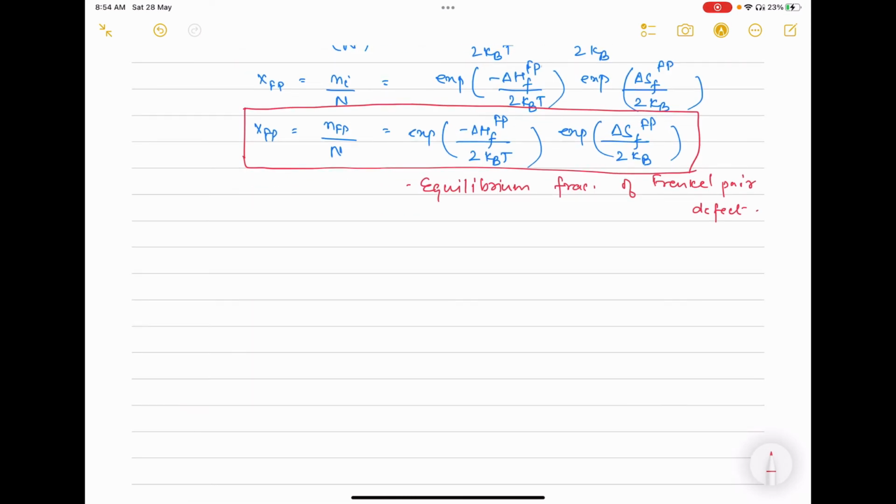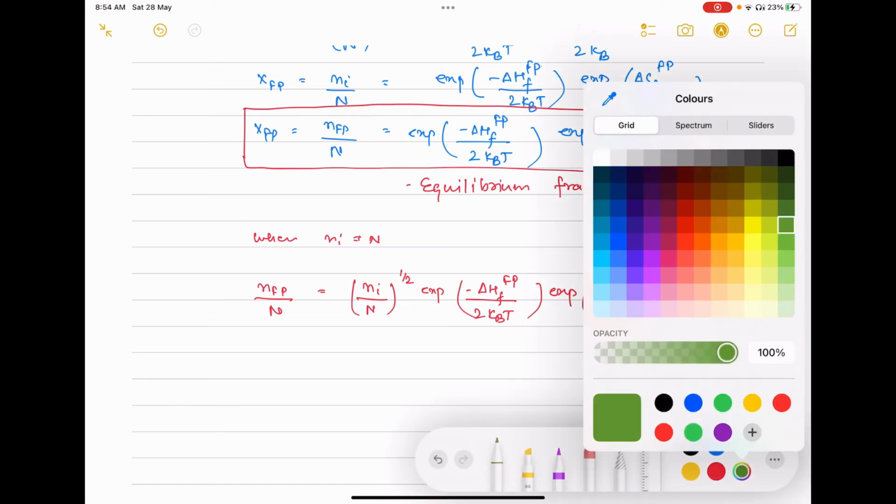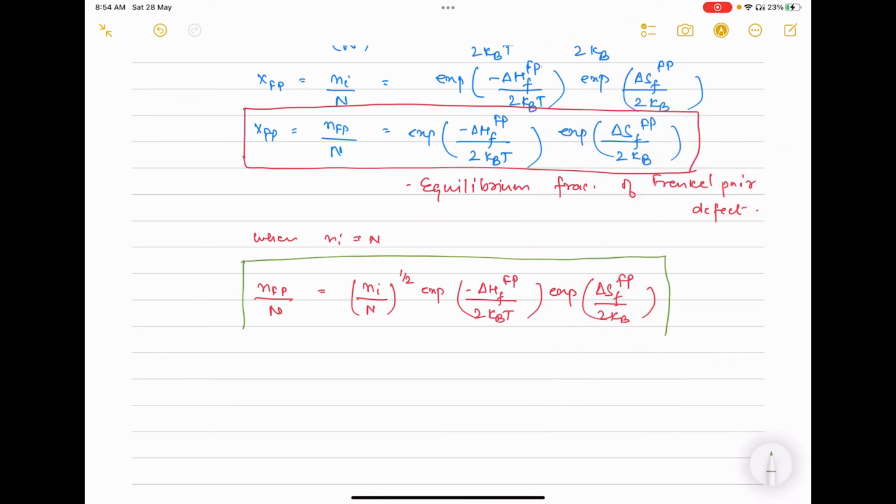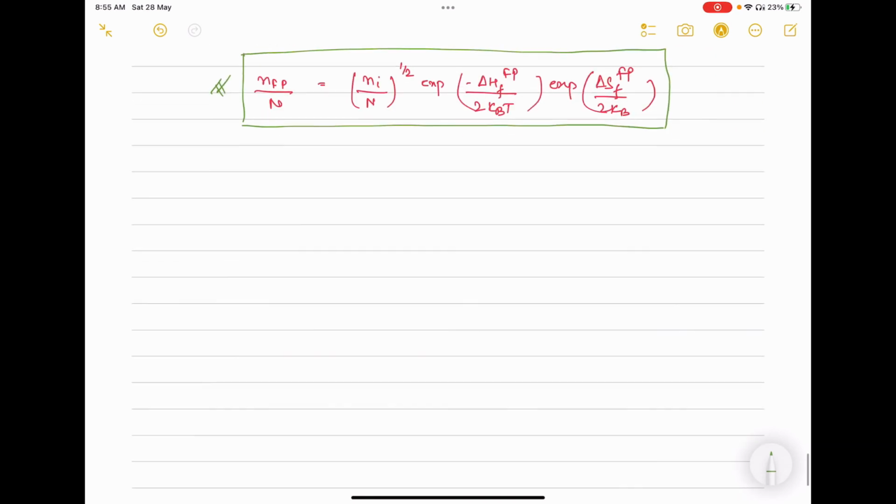Now, when N_i is not equal to N, this N_FP by N becomes the square root of the number of interstitial sites by N, then exponential of minus ΔHF(FP) by 2kBT times exponential of ΔSF(FP) by 2kB. So these are the expressions for Frenkel pair defects.